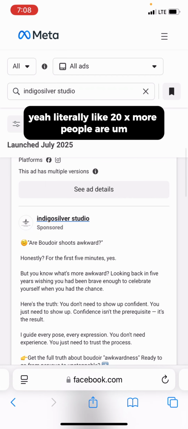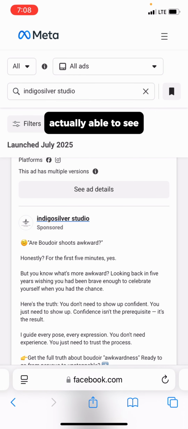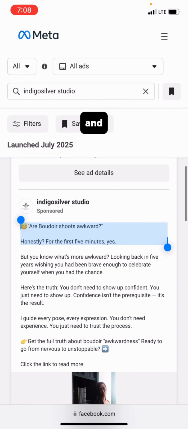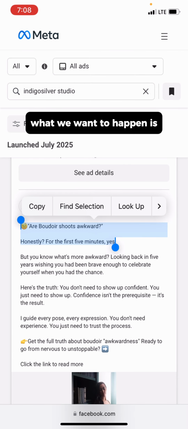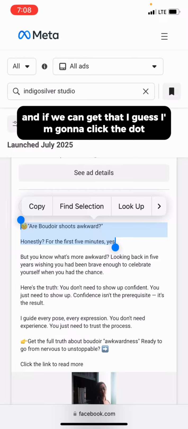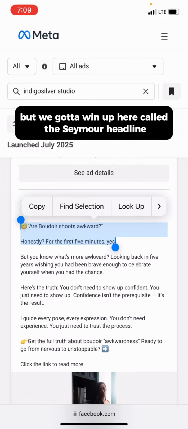Yeah, literally like 20x more people are actually able to see what we're putting in the see more headline up here. And what we want to happen is to have some relevance to the women reading. And if we can get that, get them to click the see more consumer ad copy. But we got to win up here, called the see more headline.